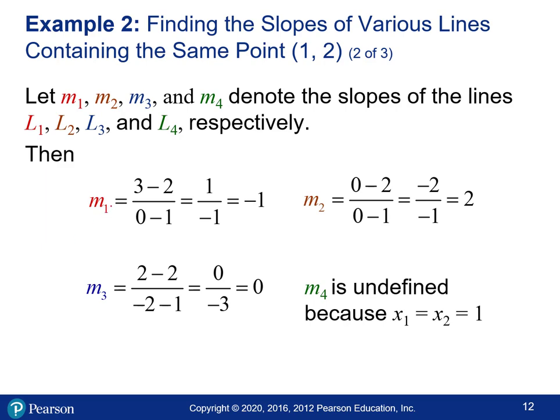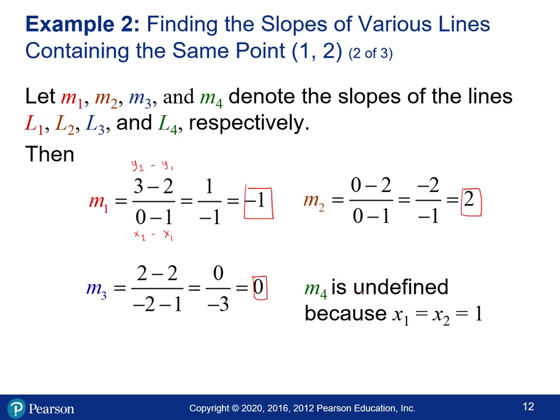Our first line, y2 minus y1 over x2 minus x1 gives us 1 over negative 1, which is negative 1. The second line, the points we're plugging in, y2 minus y1 on top, x2 minus x1 on bottom. Negative 2 divided by negative 1 is positive 2. On the third one, y2 minus y1 on top, x2 minus x1 on bottom. 0 out of something is going to be 0.